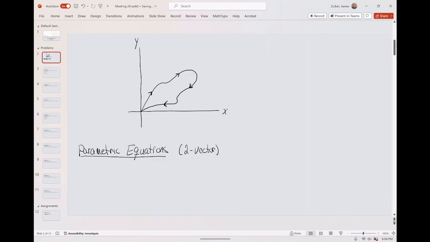Which we can also think of as just a two-dimensional vector. However, for some reason, the term vector is saved for Calc 3. So all the arithmetic on vectors will be covered in Calc 3. For now, we can just kind of think of this as a two-vector.